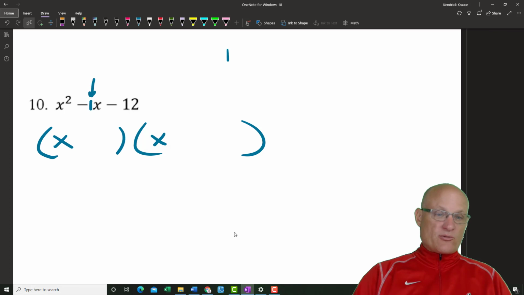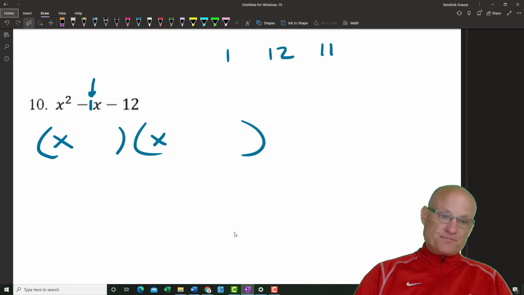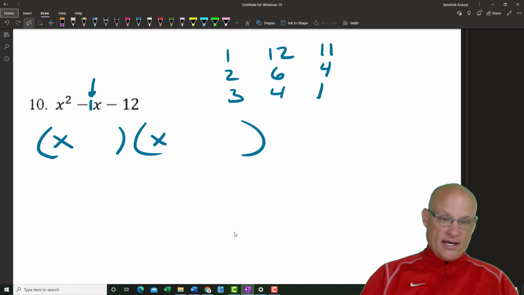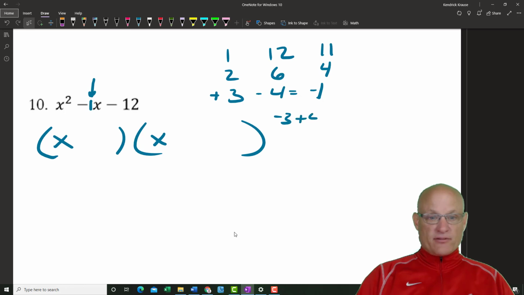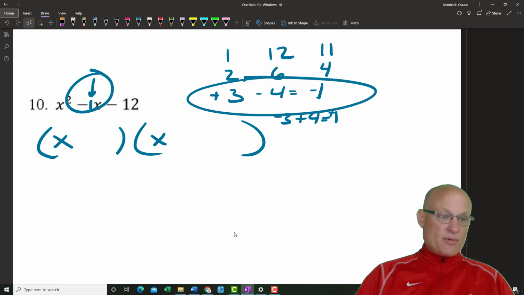So when I subtract 1 and 12, those multiply to give you 12, but they subtract to give you 11. 2 and 6, when I subtract those, I get 4. 3 and 4, when I subtract those, I get 1. So do I want positive 3 and negative 4, because that equals negative 1, or do I want negative 3 and positive 4, because that would equal positive 1? I want negative 1. So I want these, positive 3 and negative 4.